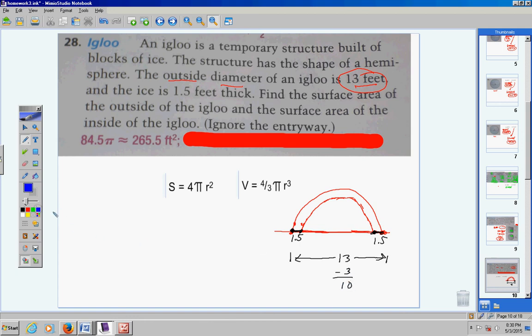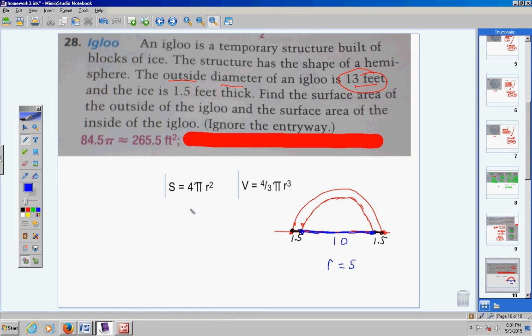So the distance, the blue line, from there all the way to there is 10. So now we see that the inside diameter all the way across is 10. Now, if the inside diameter is 10, then that means the inside radius would be 5, okay? So the radius would be 5.